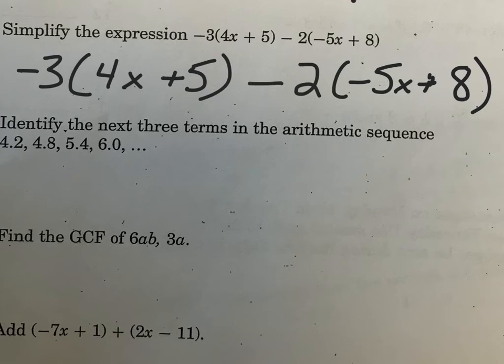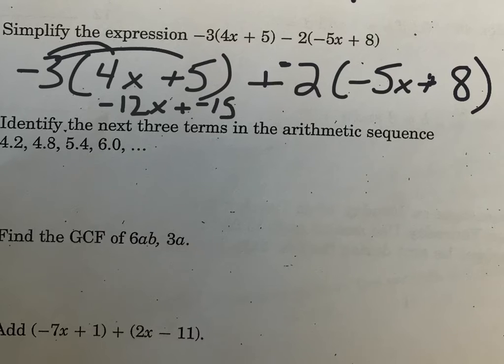For this one, I blew it up to make it a little easier to see. So I'm simplifying the expression. First thing I'm going to do is change the minus 2 to plus a negative 2. Then I just go through and distribute everything. I get negative 3 times 4x, that gives me negative 12x. Distribute negative 3 times 5, which gives me a negative 15.